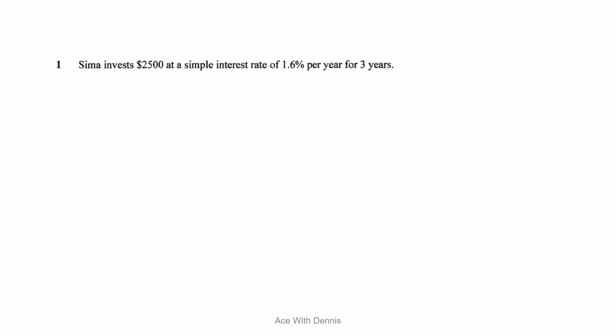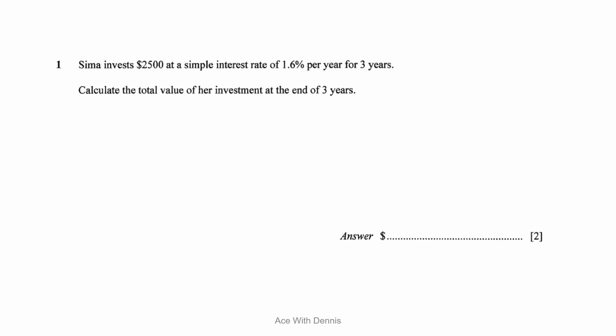Question 1. Seema invests $2,500 at a simple interest rate of 1.6% per year for 3 years. Calculate the total value of her investment at the end of 3 years. 2 marks. This is a simple interest question. The formula for simple interest is I equals PRT. P is the principal, which is $2,500, R is the interest rate, 1.6 over 100, and the time is 3 years. So the interest is $120.